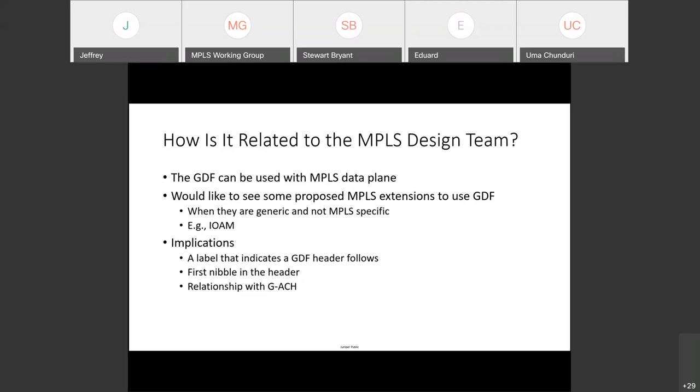There are some implications that we already talked about today. For example, we need a label to indicate that a GDF header follows. And in that header, we want to set the first nibble to be 0000. And then there is a relationship with GACH. That was already talked about in the email list and in the previous presentations.